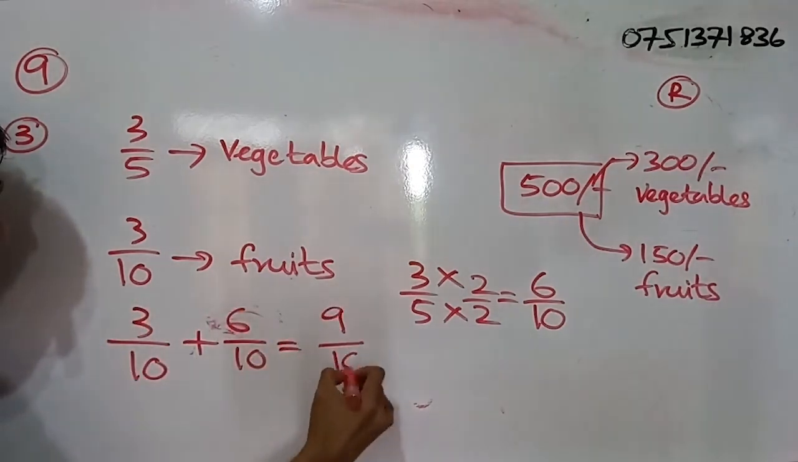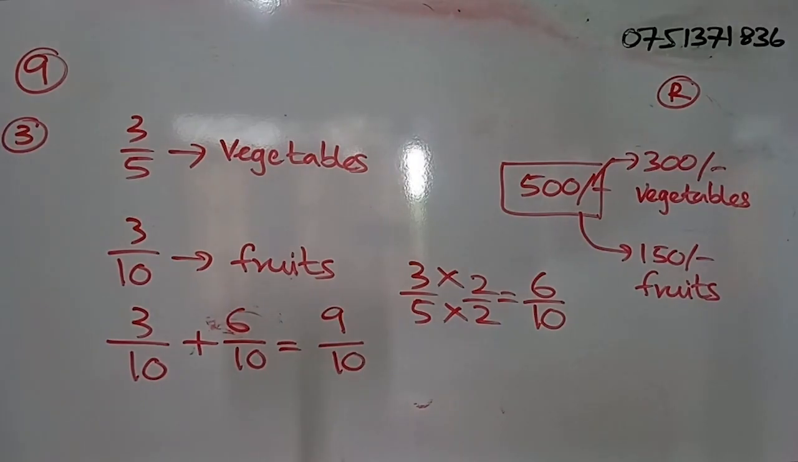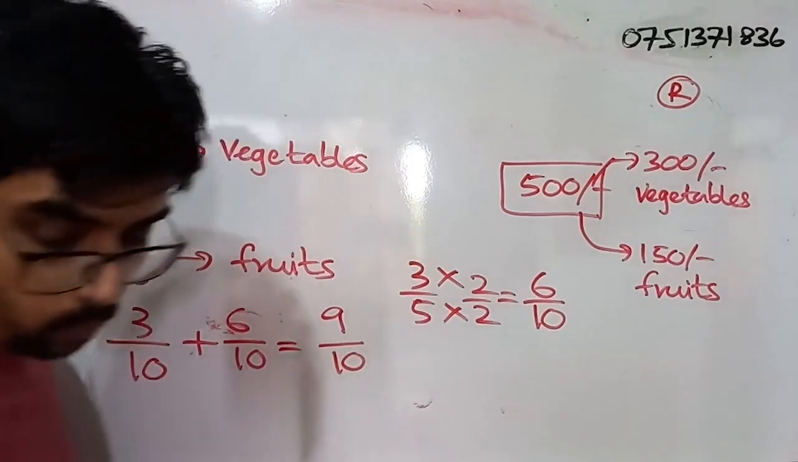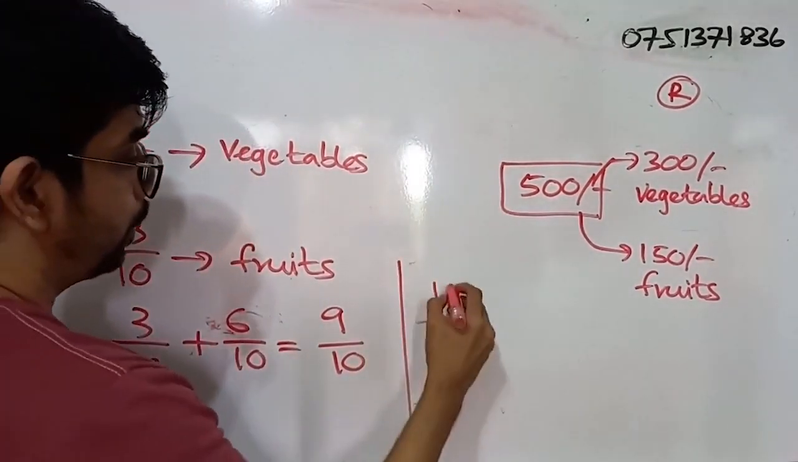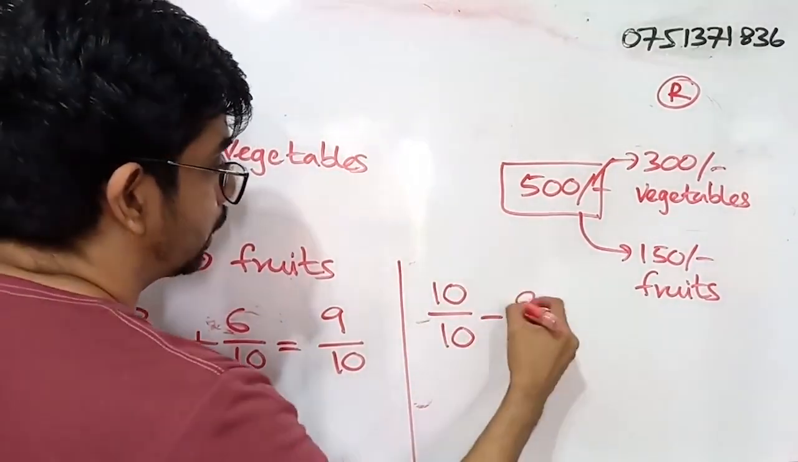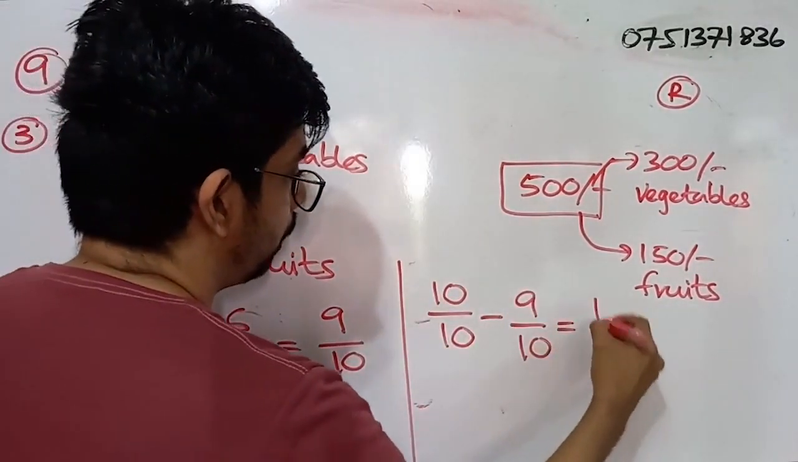What is the total amount? 9 by 10. What is the remaining amount? How will we calculate it? From 10 by 10, we subtract 9 by 10. Then what will be the answer?